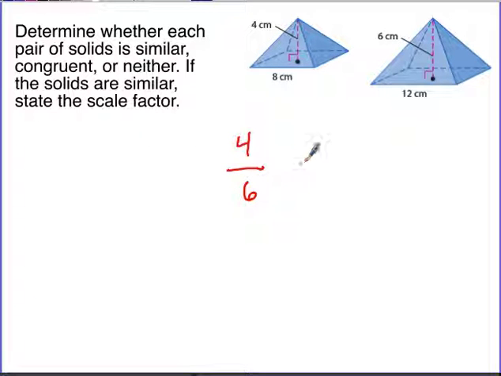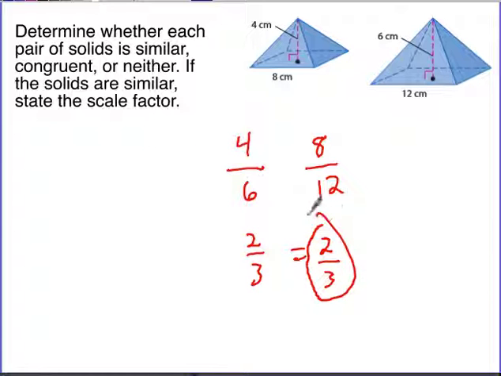and see if it is equal to the base width of the small one over the base width of the large one. So 4 over 6 reduces to 2 over 3, and 8 over 12 reduces to 2 over 3. Since they are equal, these are similar. So what is the scale factor? It's 2 over 3. If they all reduce to the same thing, then the fraction that they reduce to is the scale factor.